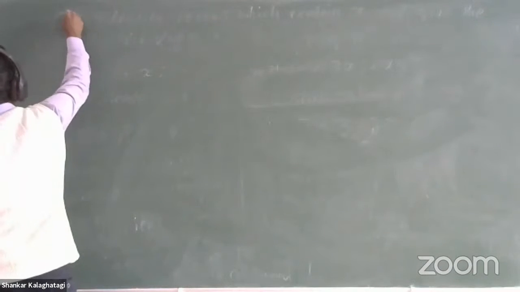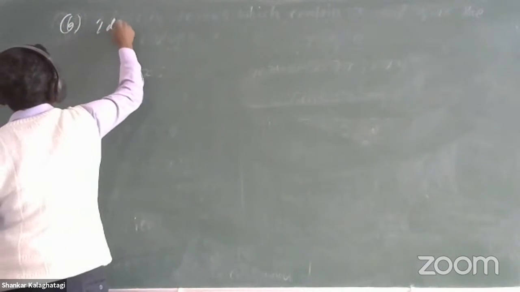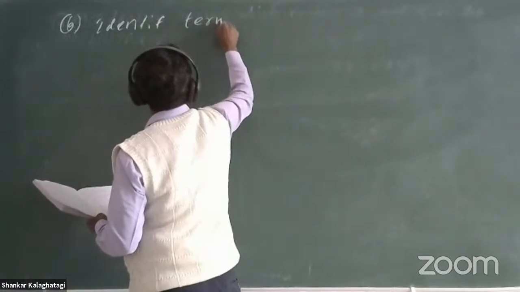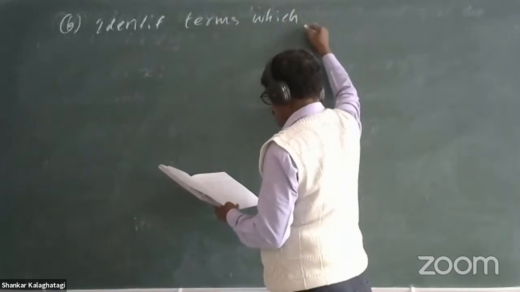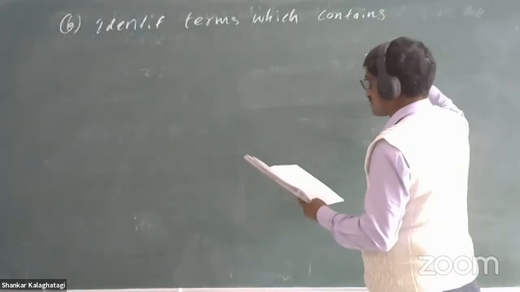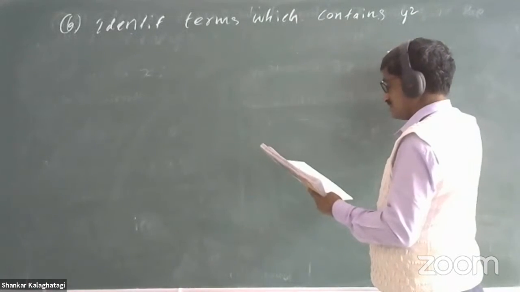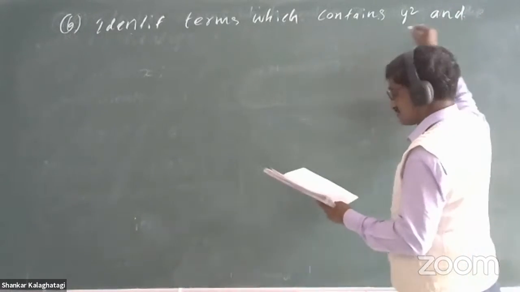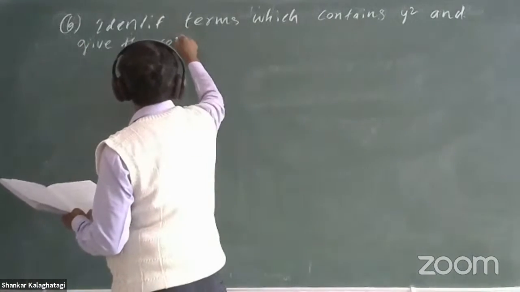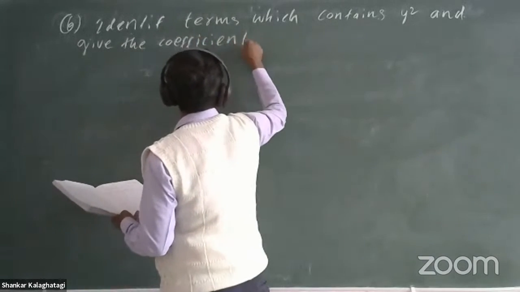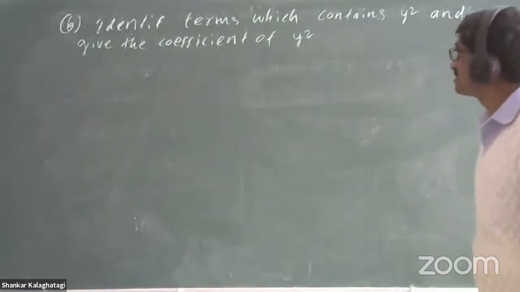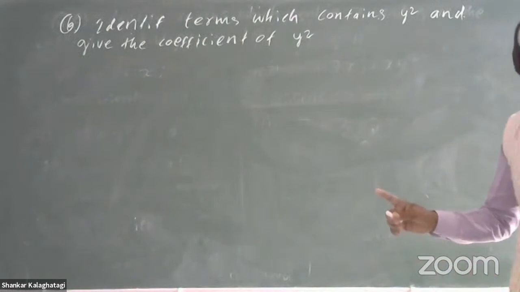B. Now fourth bit: identify terms which contain y square and give the coefficient of y square. Identify the term which contains y square, only y square, not y.